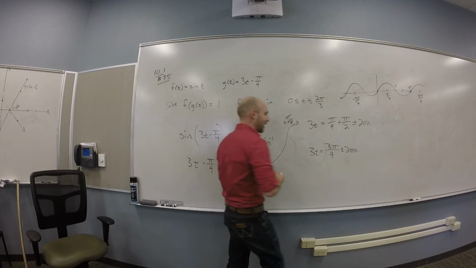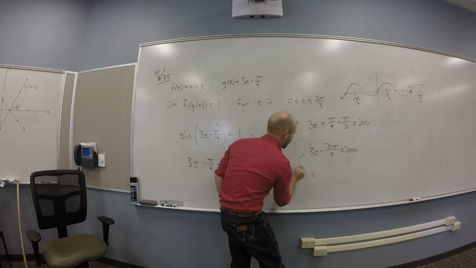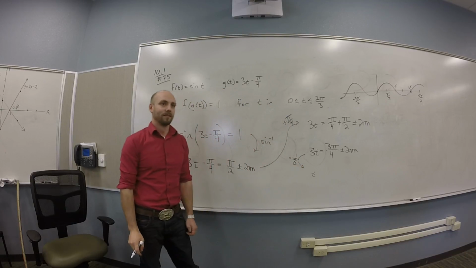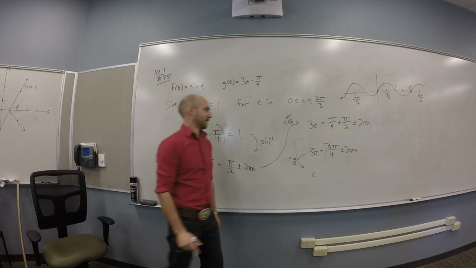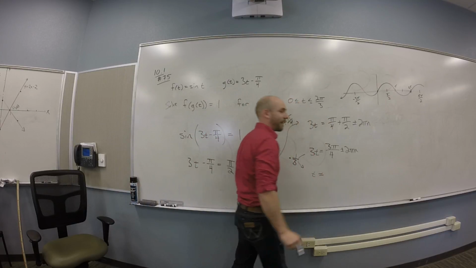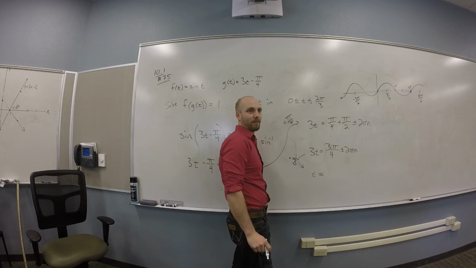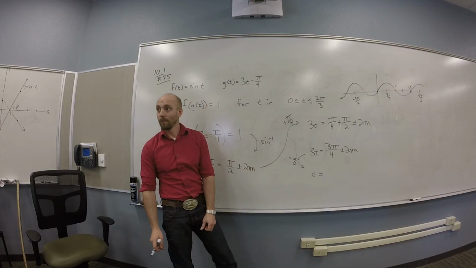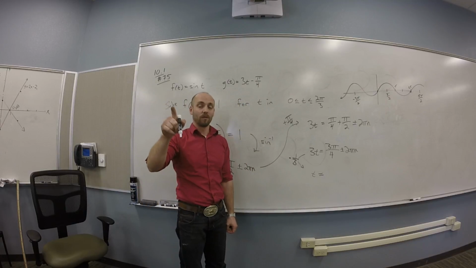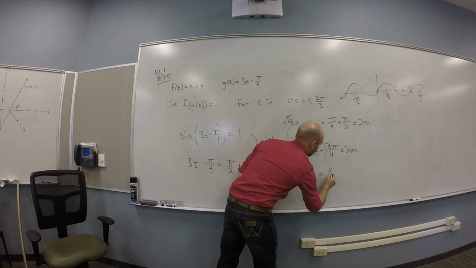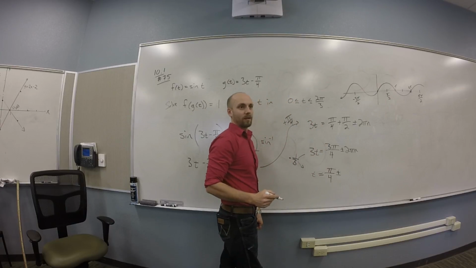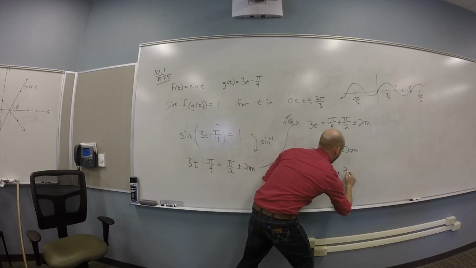Then I want t by itself, so I'm going to divide everything by 3. Or multiply by a third. So I get t equals 3 pi over 12, which is pi over 4, right? So I got t is pi over 4 plus or minus 2 pi n over 3.